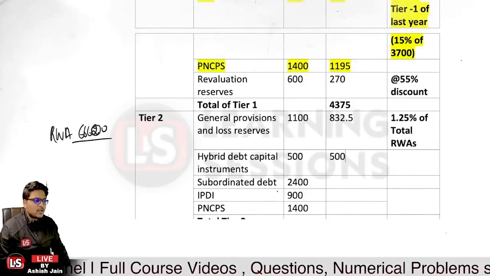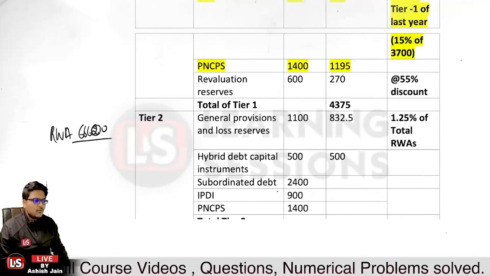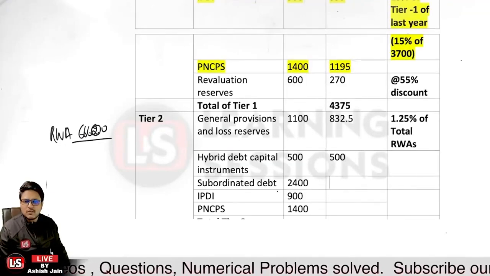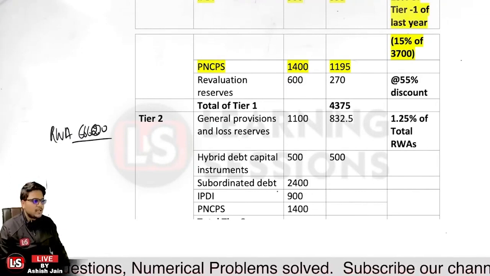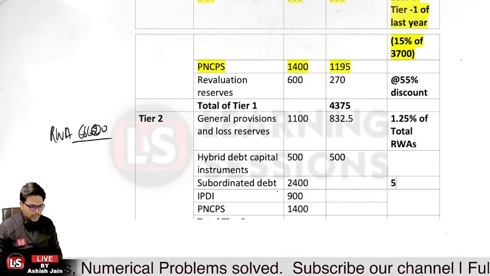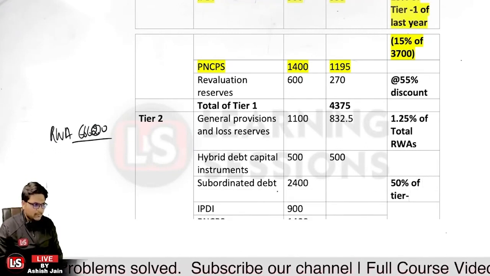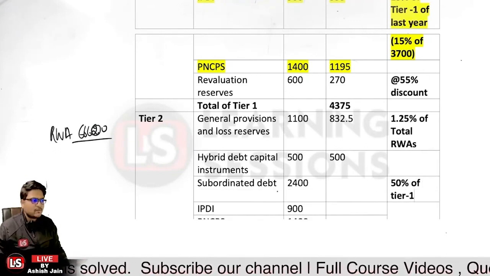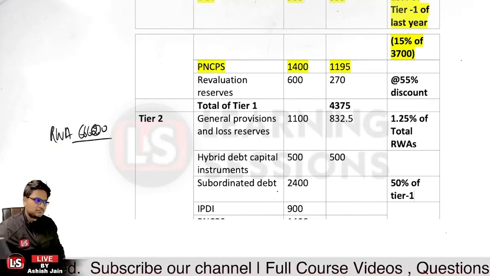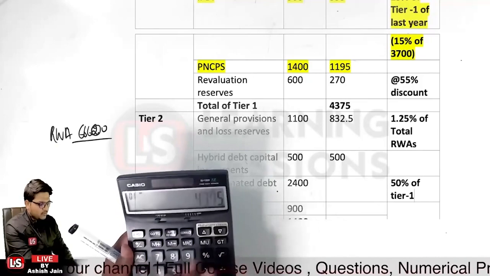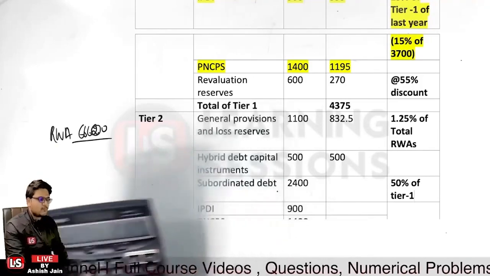And further related to subordinated debt, what is the limit? It is limited to 50% of the tier 1 capital. Now what is the amount related to tier 1 capital? It is 4375. So we need to calculate the 50% of the tier 1. So 4375 into 50%, that is equal to 2187.5.